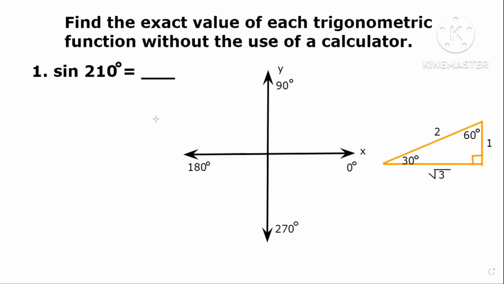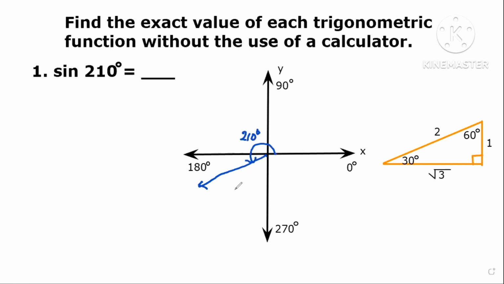So, let us now locate 210 degrees. So, where is 210 degrees? 210 degrees is somewhere here in the third quadrant, no? Why? Because this is 180, no? So, magdadagdag ka lang ng 30 ay 210 na. So, this is 210 degrees, no? Somewhere here. From this point up to this point. Yan po ang 210 degrees.